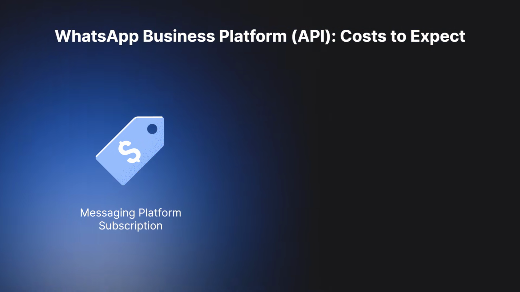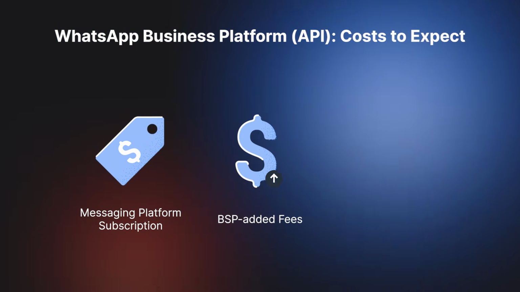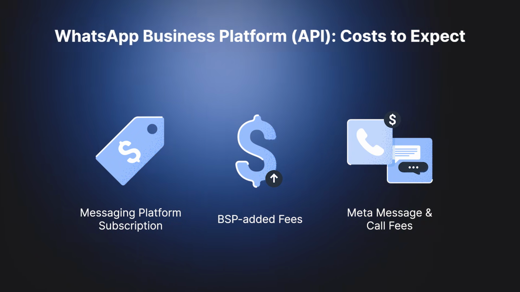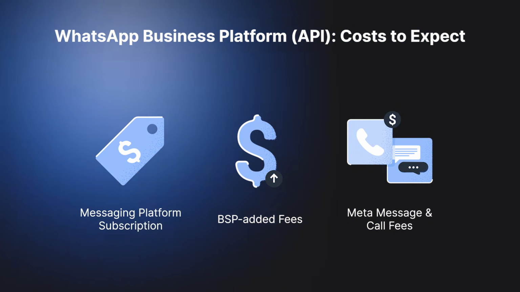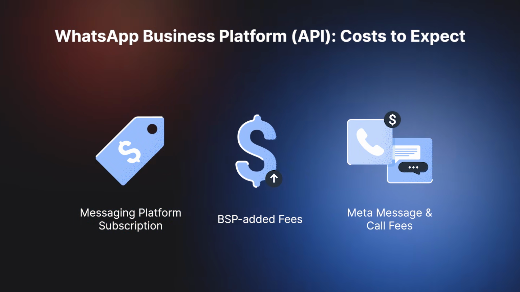For a smoother setup, it's best to get both API access and messaging platform from a single WhatsApp Business solution provider. Meta only charges for outgoing messages and calls, but some providers may add extra fees like conversation markups, setup fees, or maintenance charges. Always check what's included. Let's start with message pricing, and we'll cover calling right after.